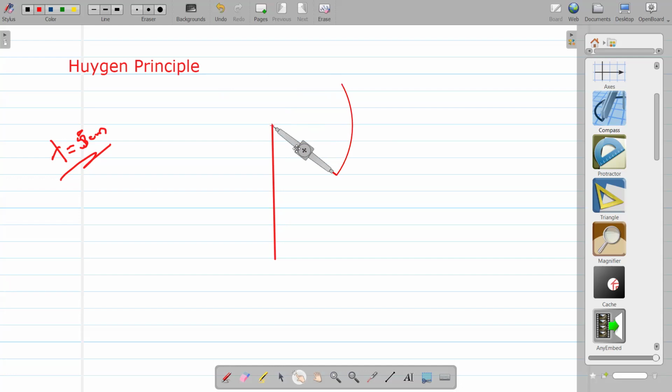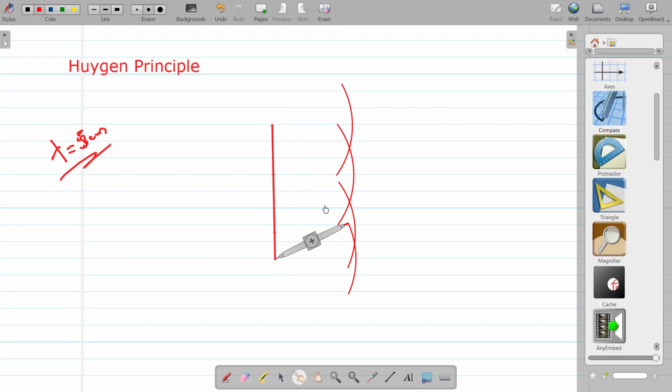Then we move the compass to a new position, anywhere you can move, and draw another arc. Then you move the compass to a new position and draw another arc. Then you place the compass to a new position and draw another arc.